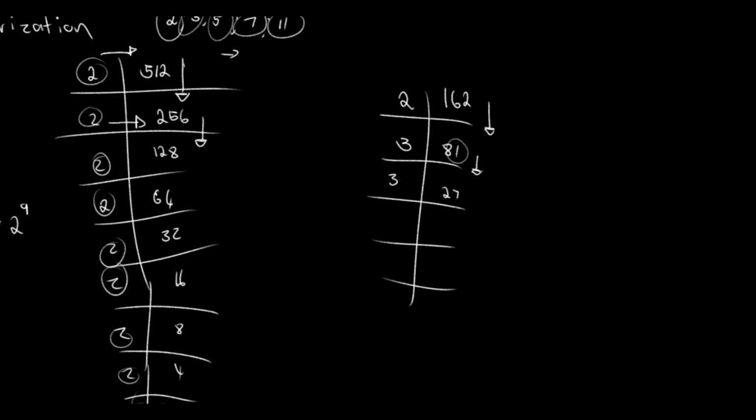Then I can do it again. 3 goes down. That gives me 9. 3, 3, 1. So what's the idea now? Well, now I can say 162 is equal to 2 multiplied by 3 to the power of 4, since there are 1, 2, 3, 4 threes. And if we evaluate this on a calculator, 3 raised to the 4th power, multiplied by 2, does in fact give me 162 equals 162.